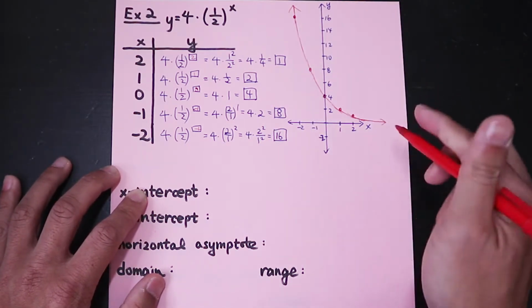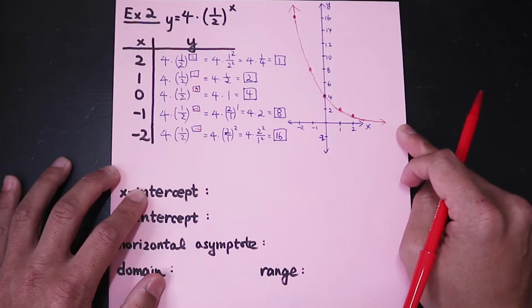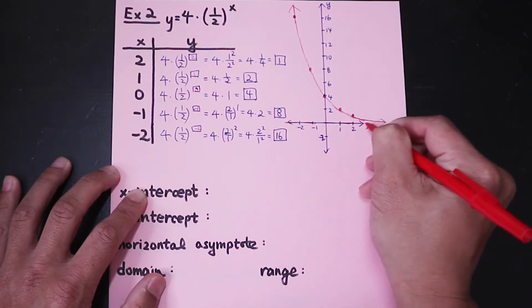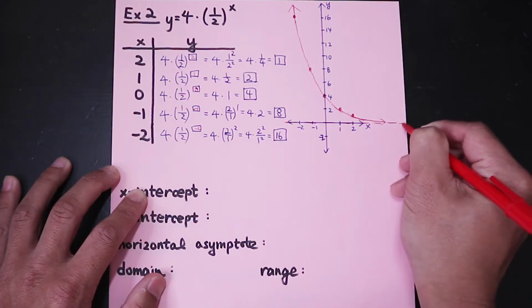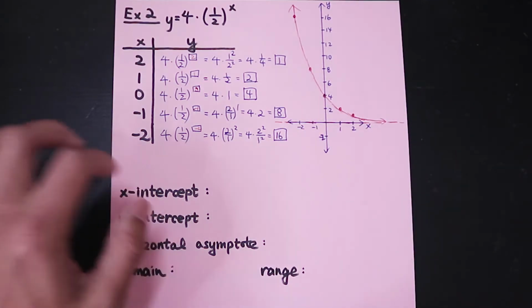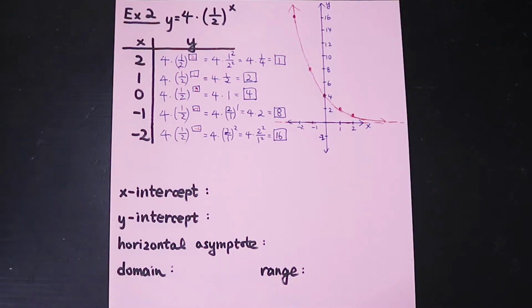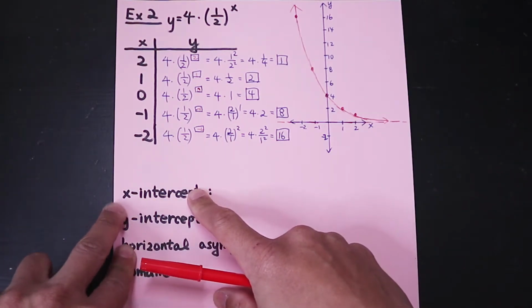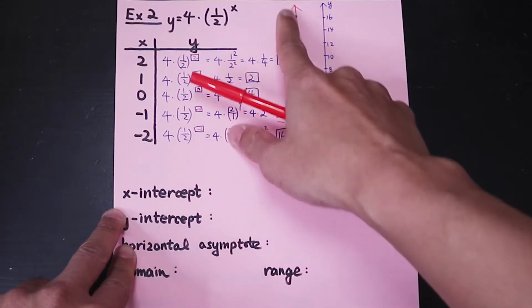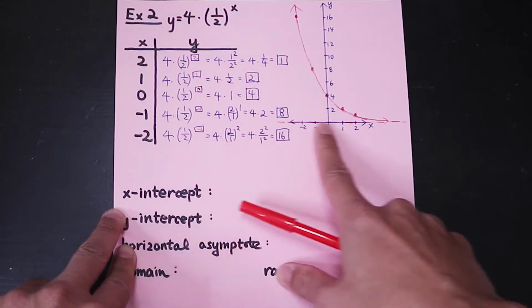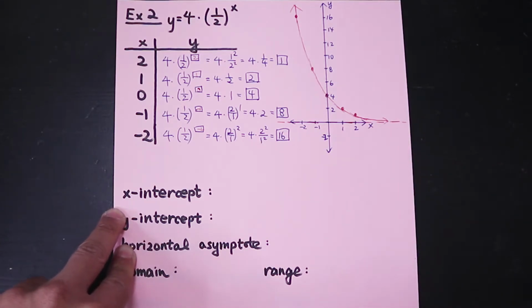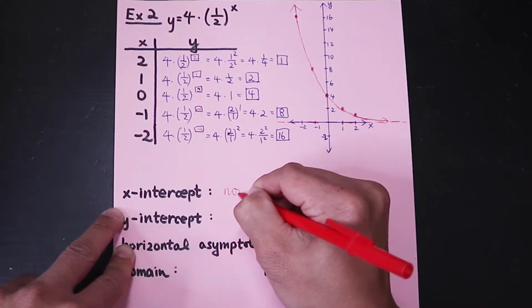Then again, since it gets very close to the x-axis, but not touching it, you should draw a horizontal asymptote. So that way you kind of remind yourself, hey, I'm not supposed to cross this line, okay? So let's find the key features again. For the x-intercept, is this graph touching the x-axis? The answer is no, it gets closer to it, but it does not touch the x-axis. So we're going to say this is none.